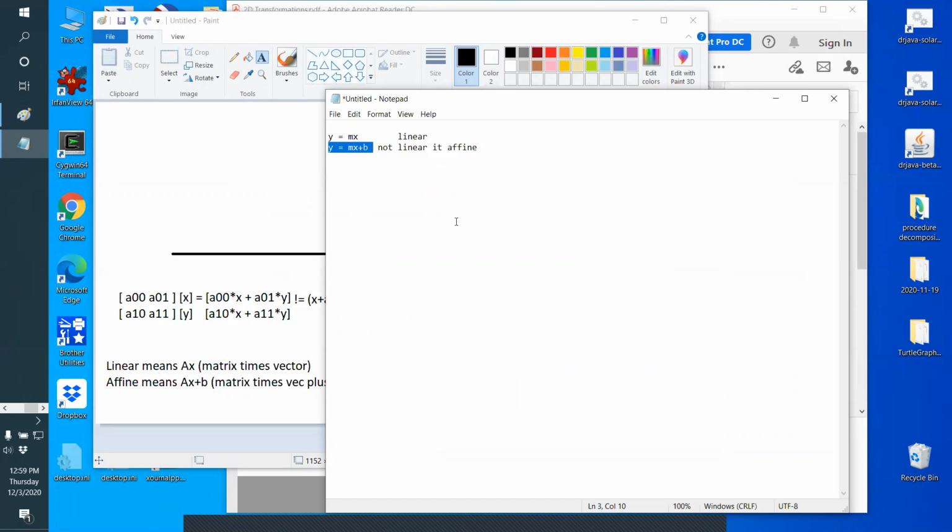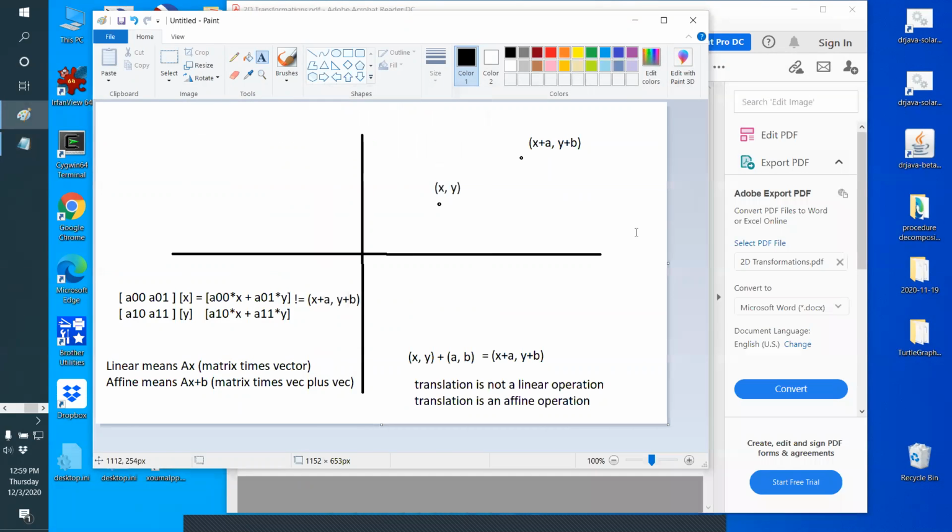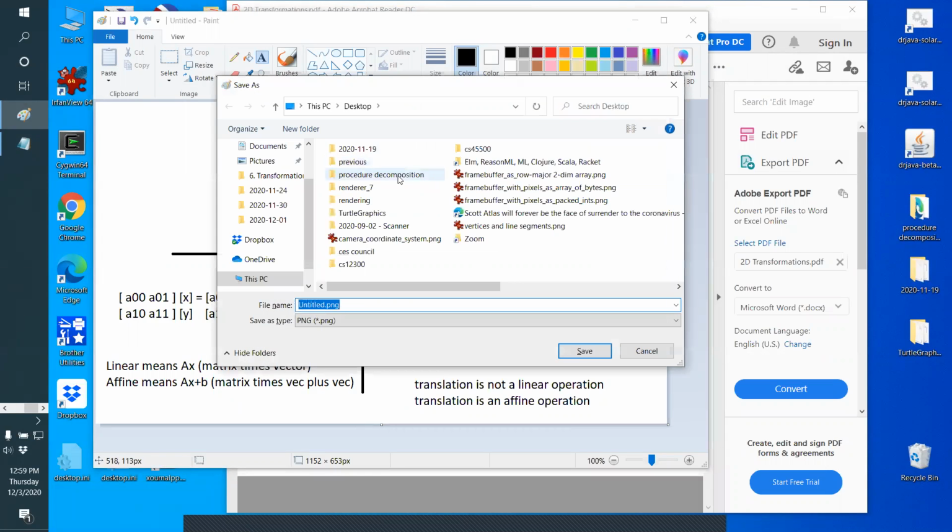So translation is not linear. Translation is affine. But there's a real famous trick. Let me save this.